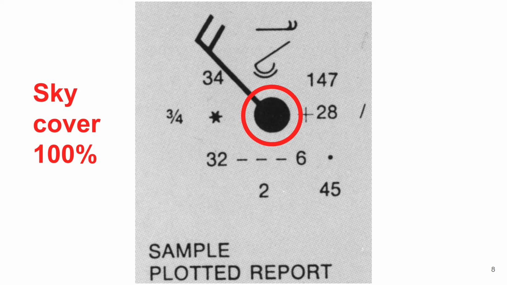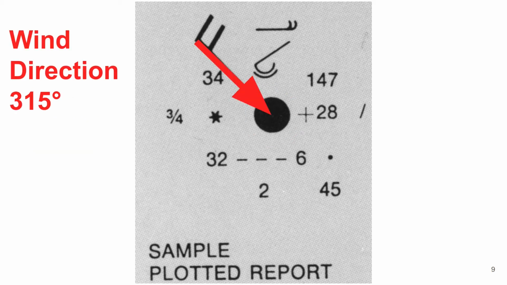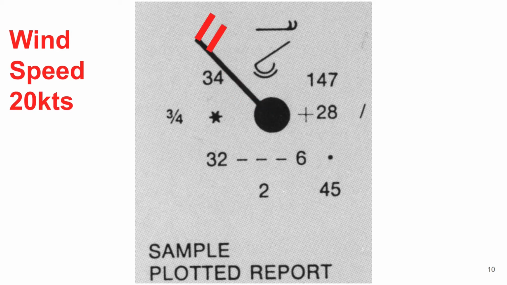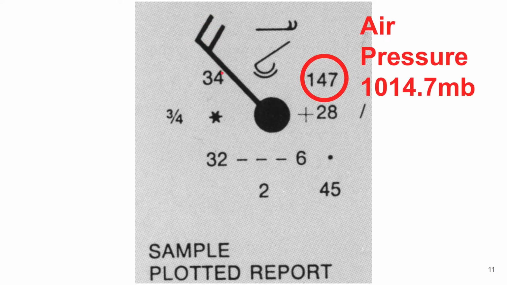The more colored in it is, if it's all colored in, the sky is totally cloudy. If it's colored in halfway, then the sky is half colored with clouds. Wind direction, I'm going to want that within 45 degrees. So in this case, I would look at that and go, well, the wind's coming from 315 degrees and the wind speed is 20 knots. There's 2 full-length bars. Each one is 10 knots, so the wind speed's 20 knots.